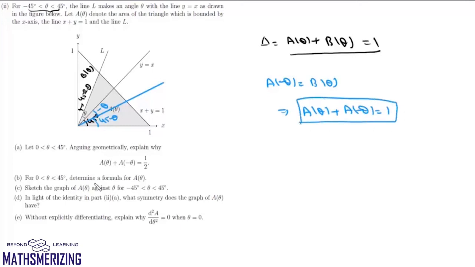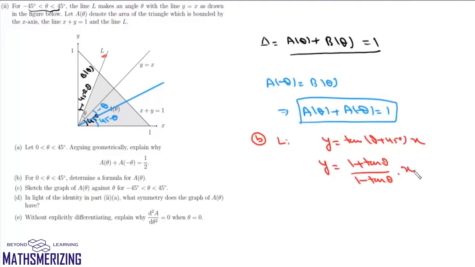Now this part B is, for theta lying between 0 to 45, determine a formula for A(theta). Now what we'll do is, we'll find the equation of this line L. So for this L, we know that y equals mx. What is m? M is tan(theta plus 45). So it will be y equals (1 plus tan theta) upon (1 minus tan theta) times x.